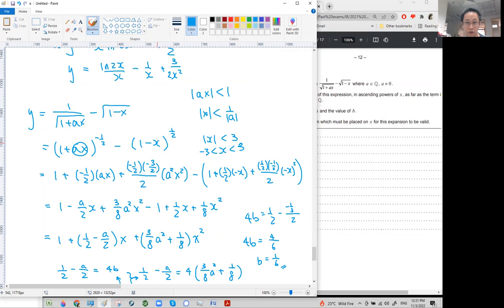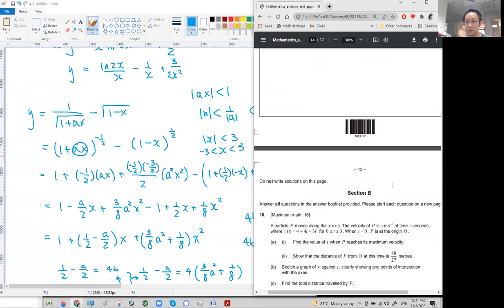We do have a second binomial expansion to worry about, and the second condition would be absolute x is less than 1. So there's just negative 1 less than x less than 1. And overall, we have to choose x values that satisfy both conditions, and this is the harsher condition, which means that this will be the condition that the entire expansion has to satisfy. So that's question 9.